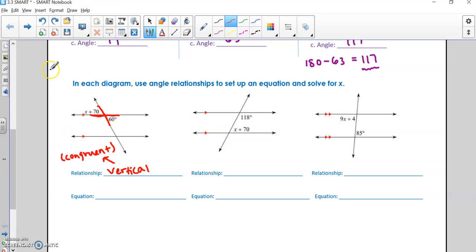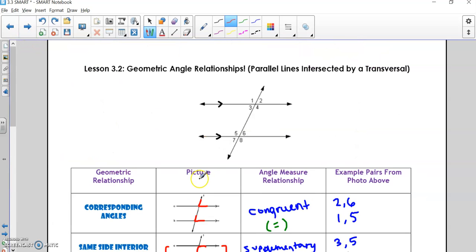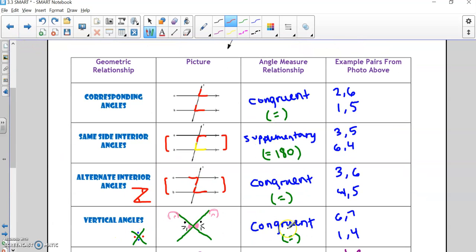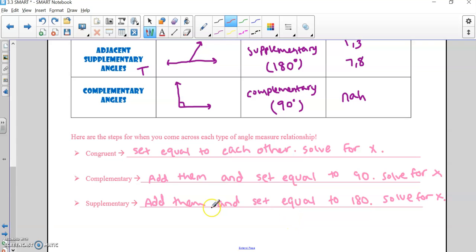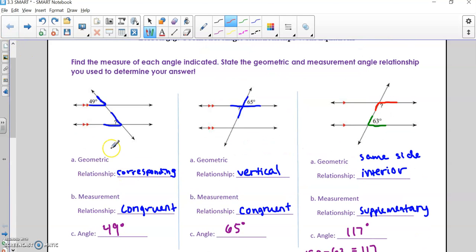And here's how you want to use your table. So once we find out that we have vertical angles and they're congruent, you have to scroll down to the bottom, and there are directions for every kind of angle measurement. So when you have congruent angles, you have to set them equal to each other and solve for x. You literally just have to follow these directions. So that's what we're going to do.